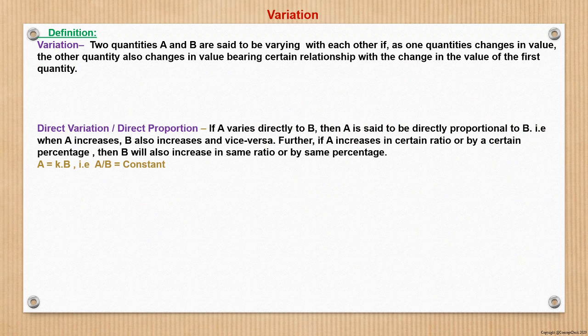Now we'll move to the variation part. So what is variation? Two quantities A and B are said to be varying with each other if, as one quantity changes in value, the other quantity also changes in value, bearing a certain relationship with the change in the first quantity. Let us see the area of a circle. We know the area of a circle is given by pi r square. So if r increases, the area will also increase.